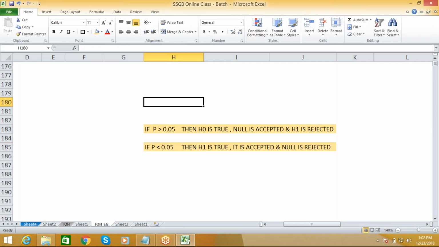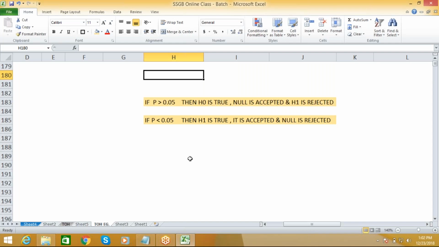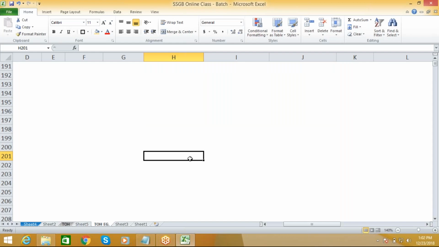Now, if I ask you today which hypothesis is true when we have p-value greater than 0.05, you'll still be able to tell me because we have just discussed this, right? And again, if I ask you which hypothesis is true when it is less than 0.05, you will still be able to tell me that it is alternate, right? Because we have just completed the concept.